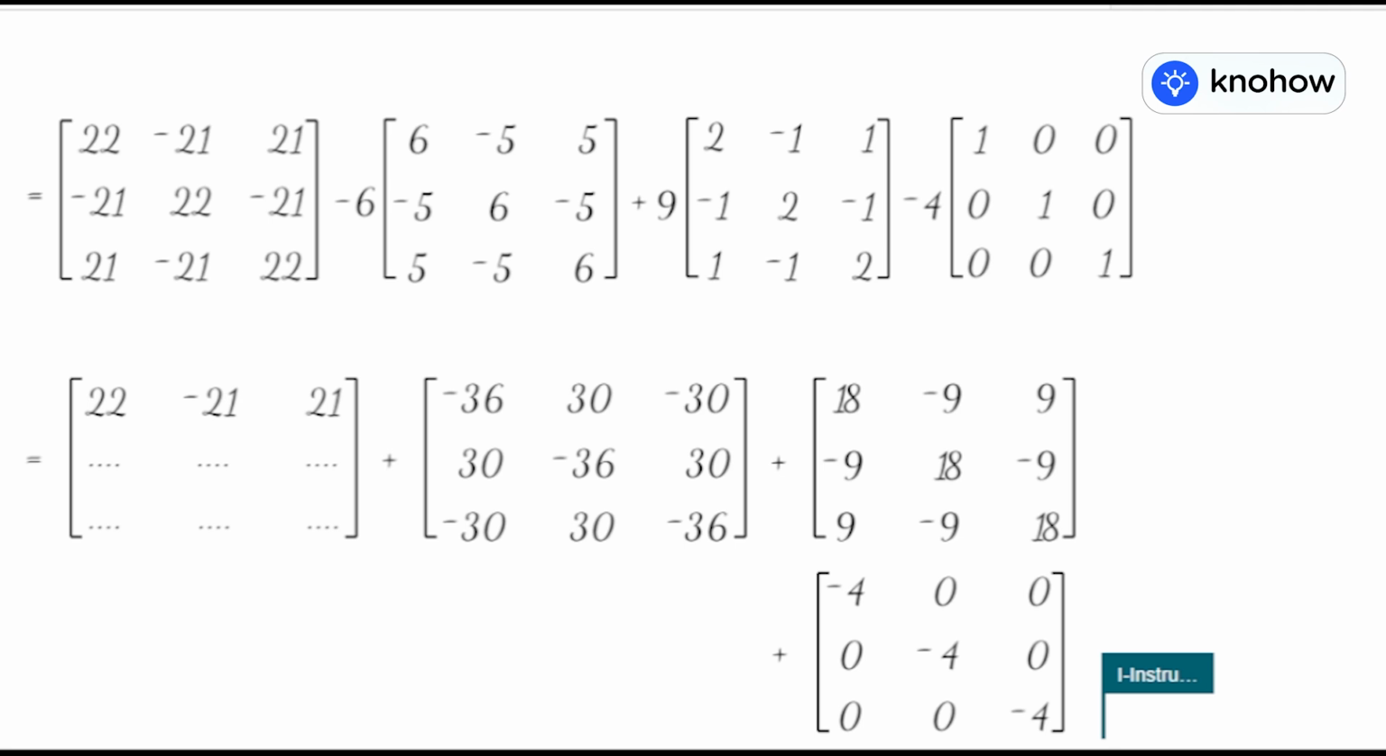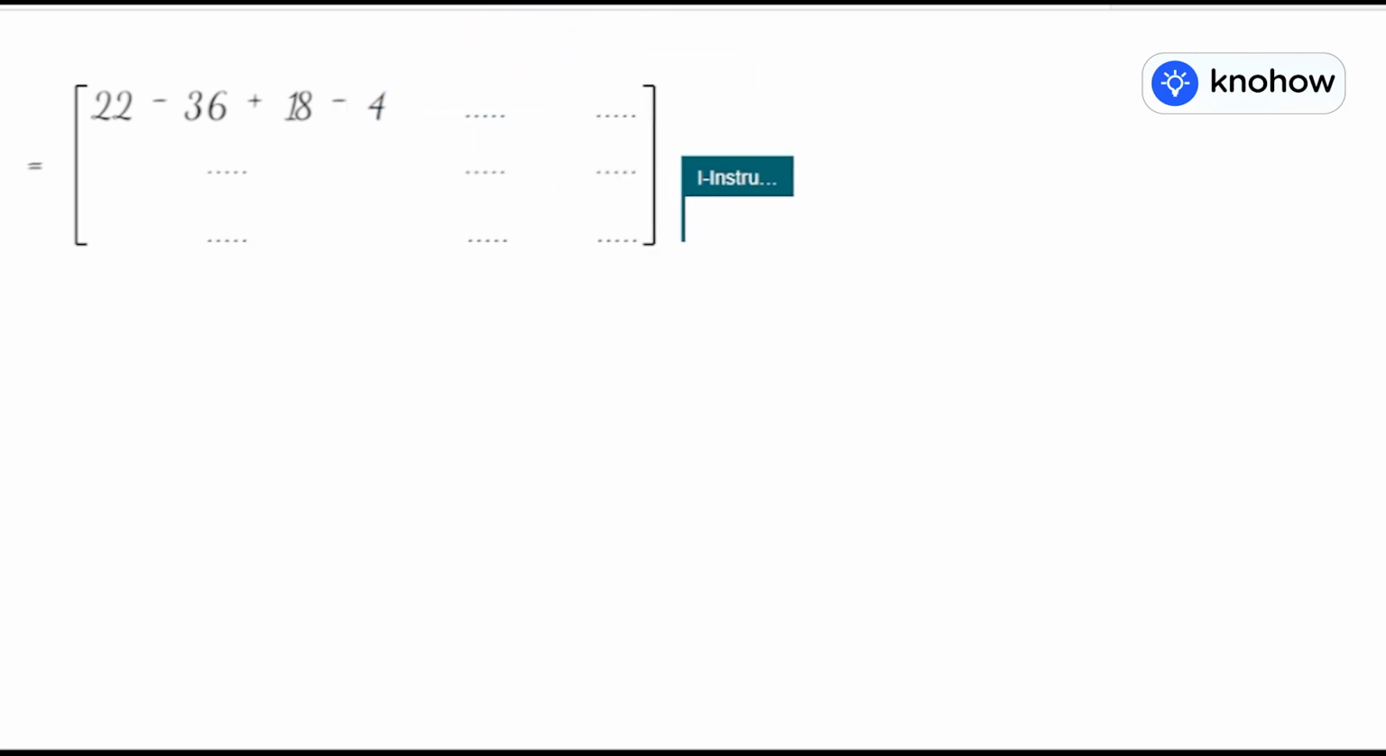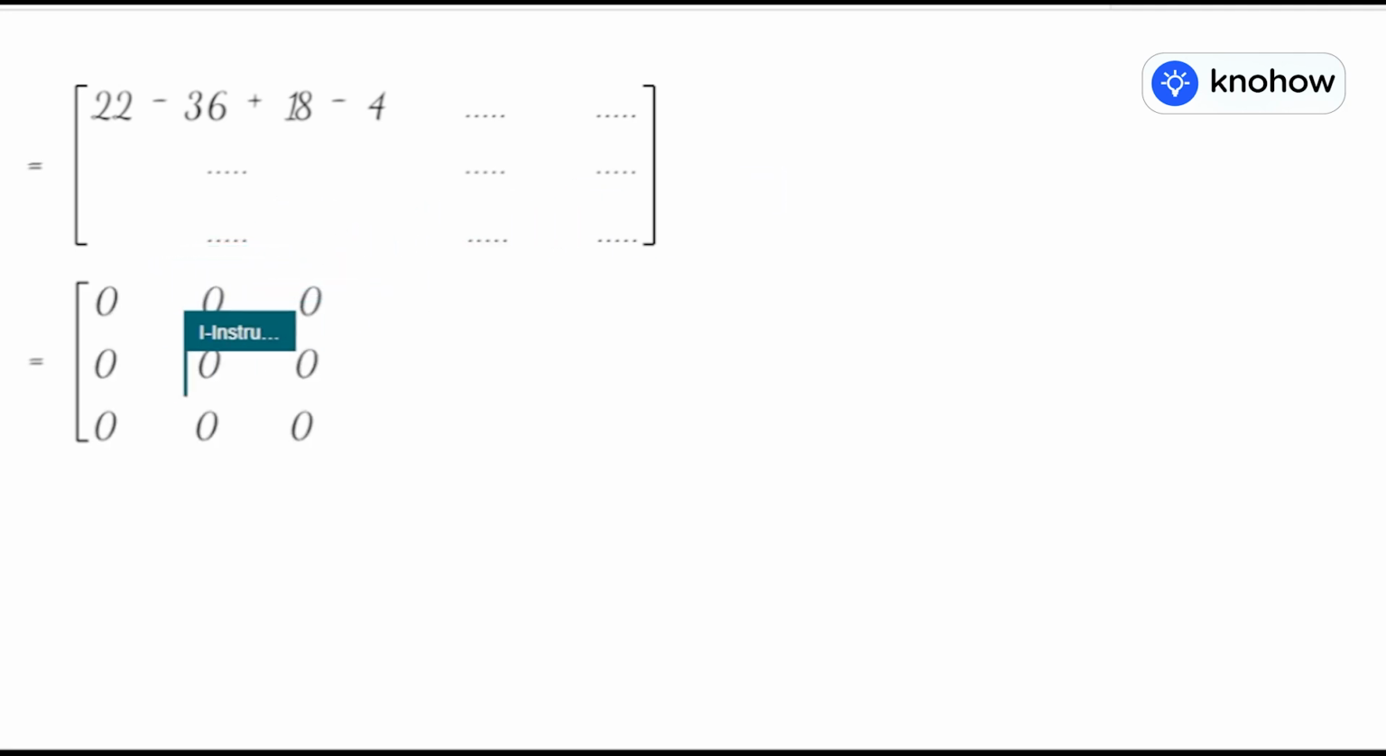So if you add them, you will get, at least the first entry I write here, it is 22 minus 36 plus 18 and minus 4. So you get 22 plus 18, that is 40, and minus 40. Similarly, you just write all the elements here and add them up. So you will get 0, 0, 0, 0, 0, 0, 0, 0, 0, a 0 matrix of 3 by 3 order, and that is the right hand side of the required result.